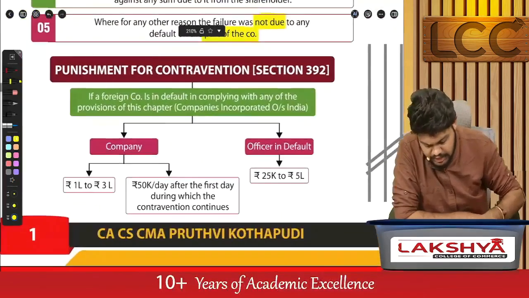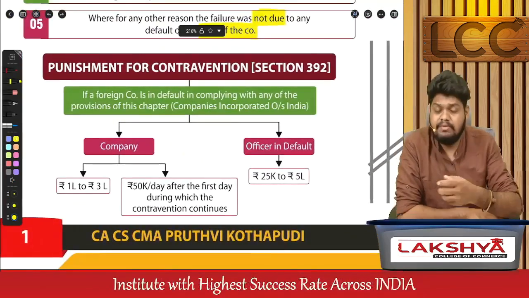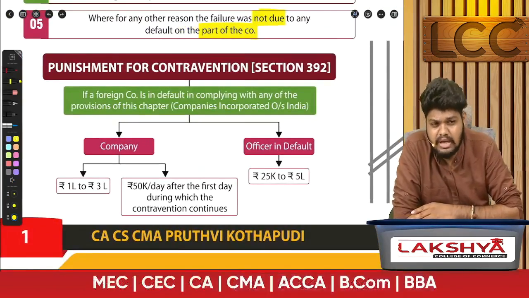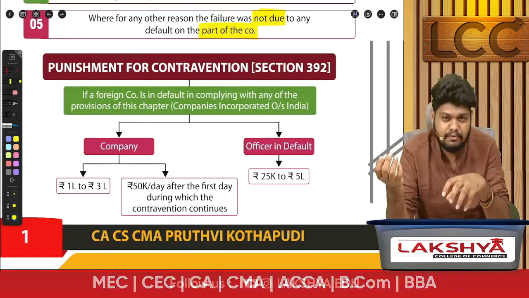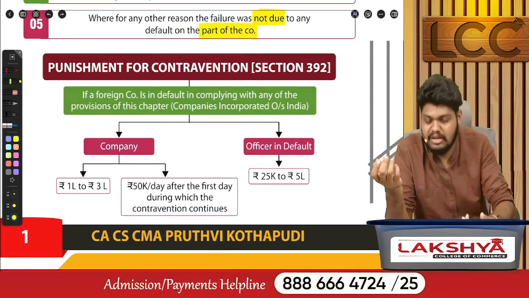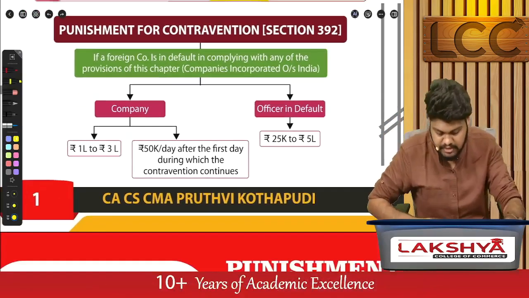Then section number 392. Section 392 is coming from your foreign company chapter, which is very, very important. For example, if there are 10 questions from this foreign company chapter, 3 to 4 of them are actually drafted from this section itself. So it becomes very important for you to score those 5-6 marks from this section.